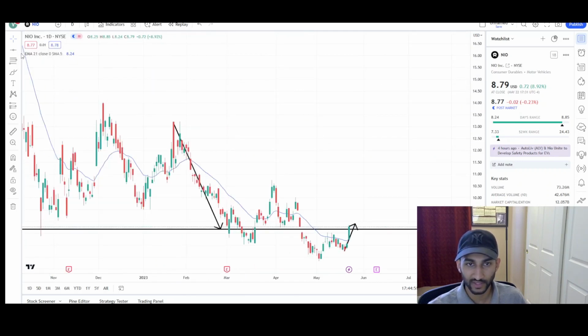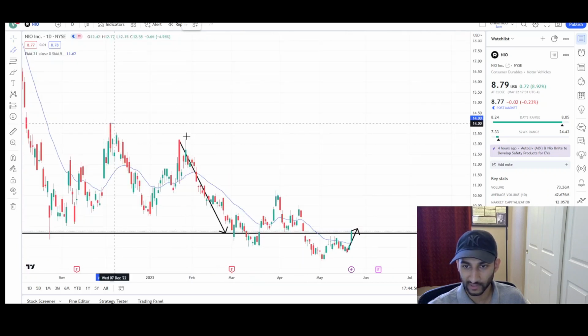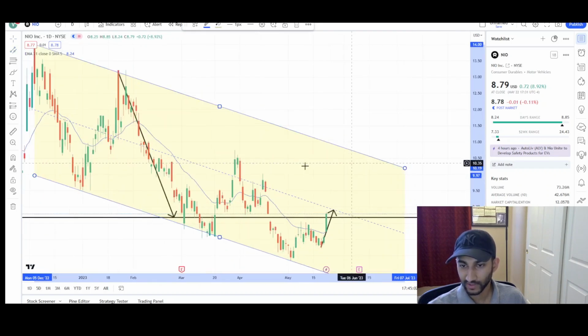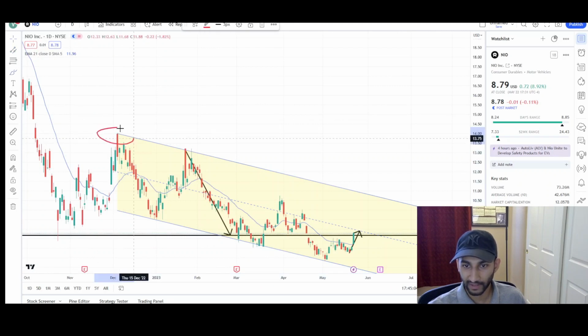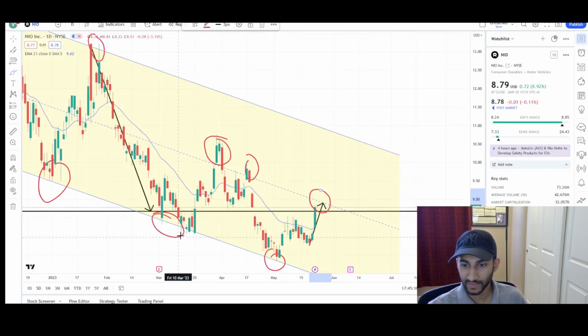But first, let me draw this channel right here to illustrate the downward bias. We have a swing right here, and a swing here. We're making these lower highs and lower lows. So I'm going to drag this down. You clearly see that there is a bearish imbalance on the chart: lower high, lower low, lower high, lower low. And this could potentially be another lower high, especially because this right here from March 16th to about March 31st is very similar to what we're getting right now.